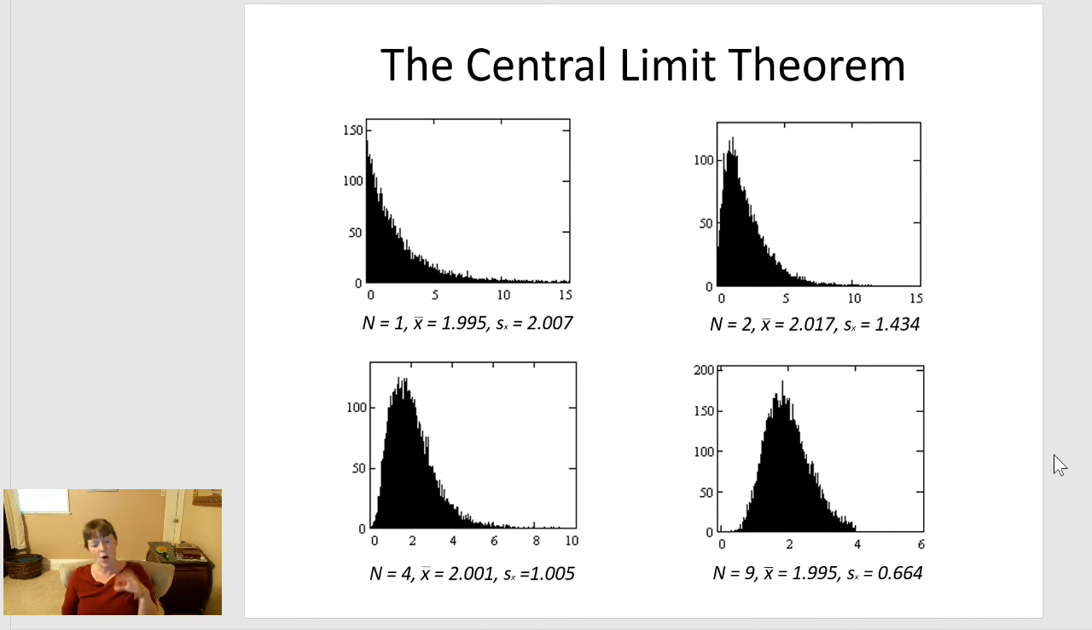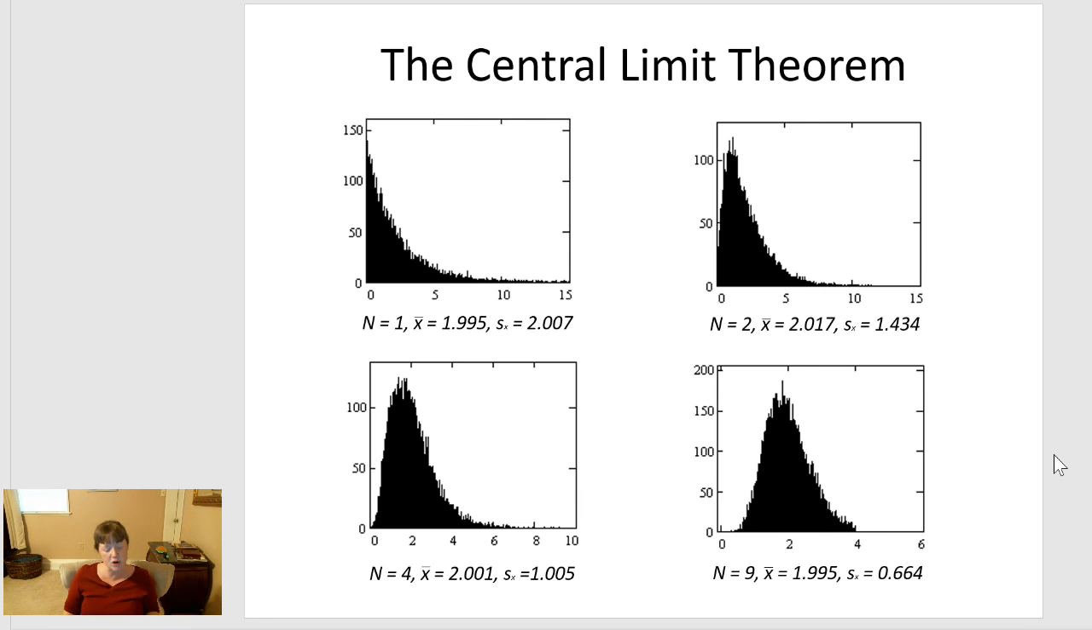And so essentially what I did is I gathered 10,000 samples. Does that mean N is 10,000? No. That means that I set a parent population of 100,000 cases. So there were 100,000 people in my population.